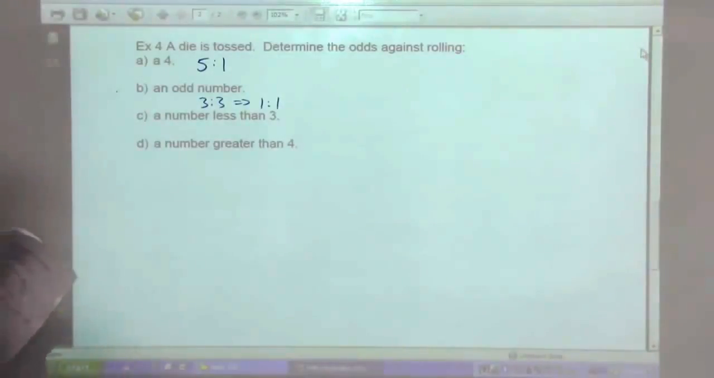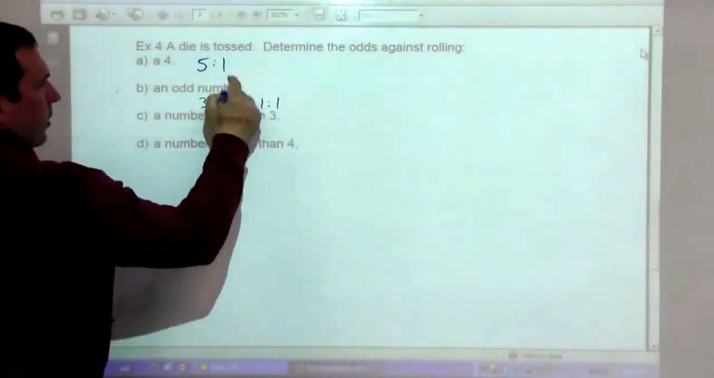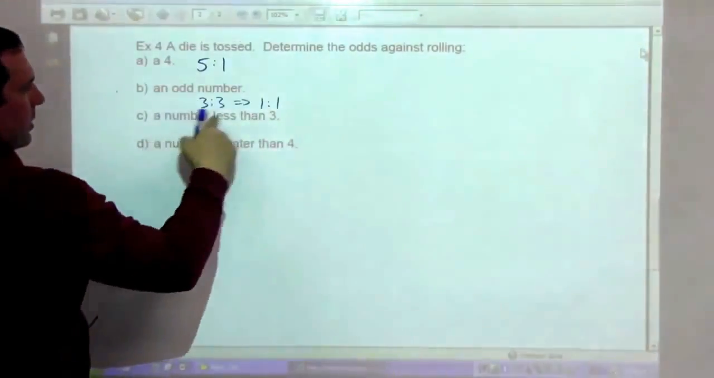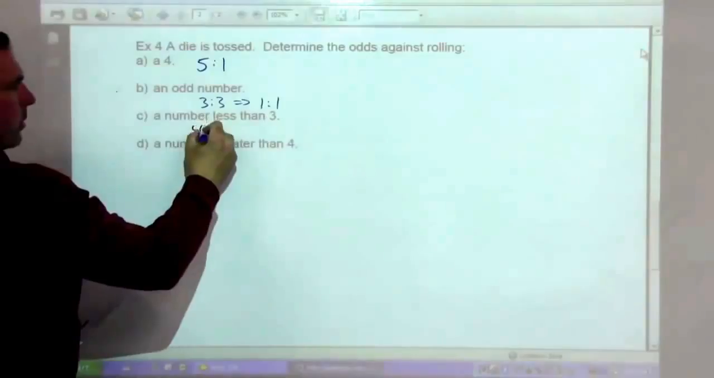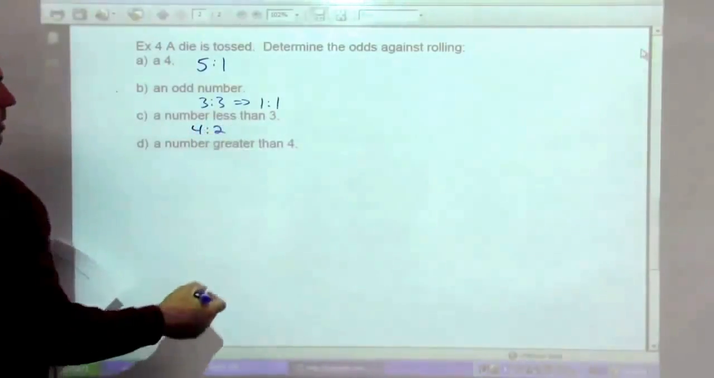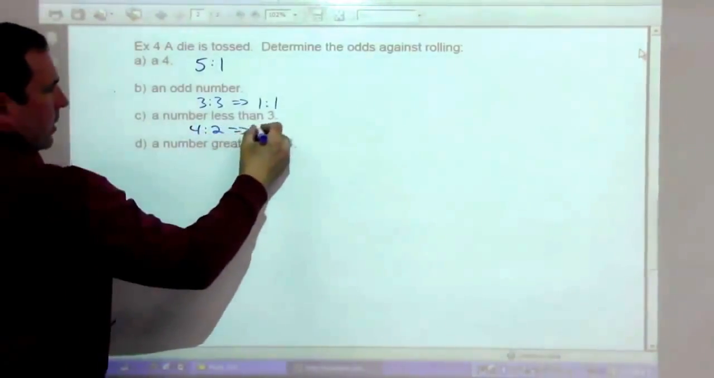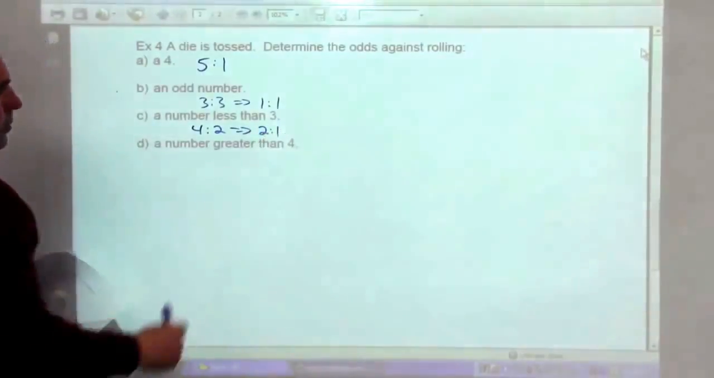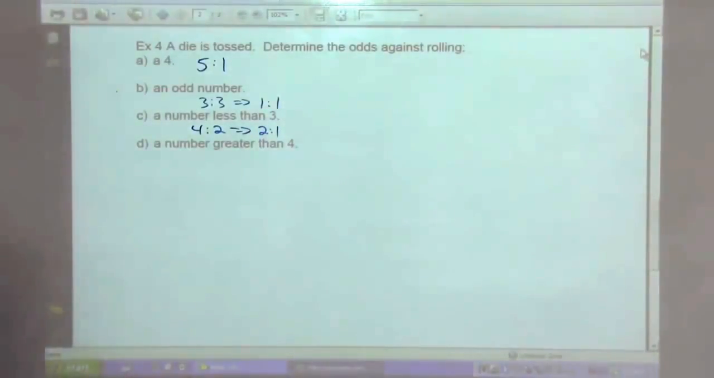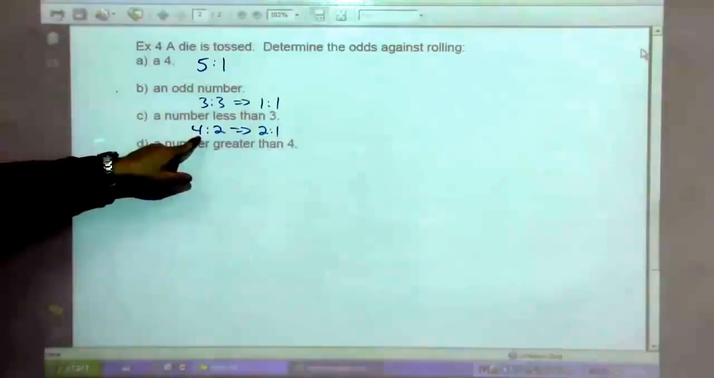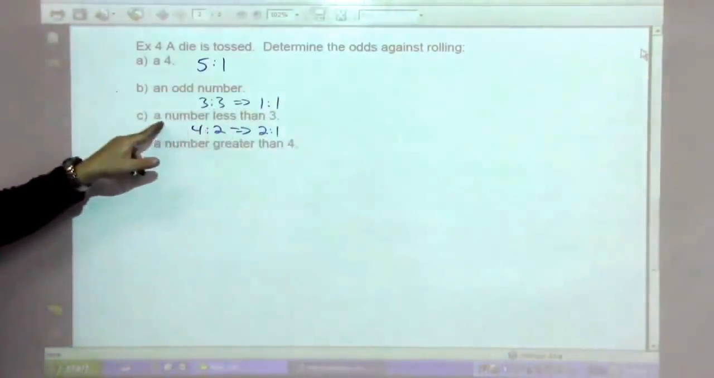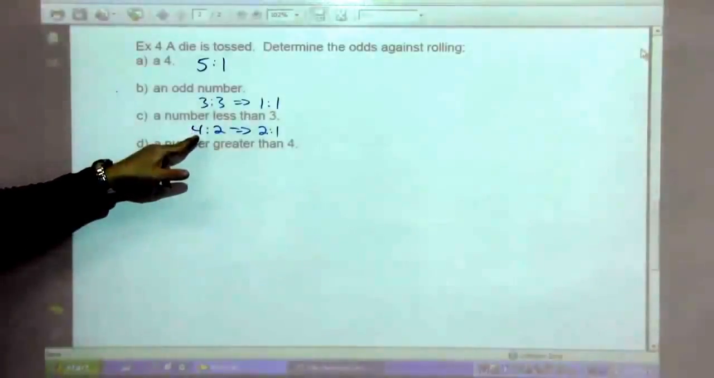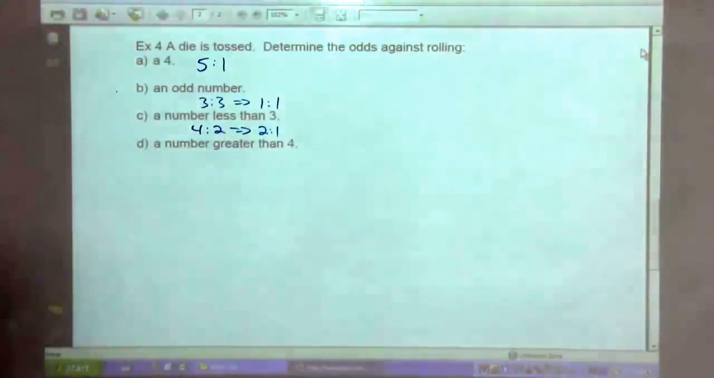The odds against rolling a number less than 3: there are 4 things that are not less than 3 and 2 things that are less than 3. So that's 2 to 1. Again, 3, 4, 5, 6 are not less than 3, because we're going against a number less than 3. So 4 things are not less than 3, 2 things are less than 3.